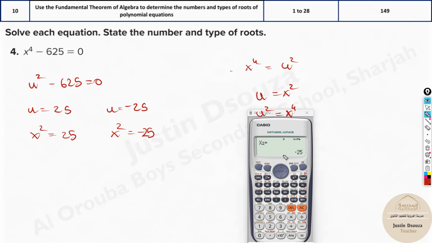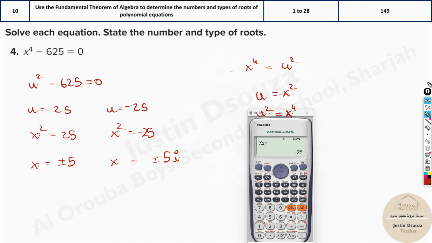Now, I don't need to use the calculator. If you want, you can do it. Again, this to the other side and this to the other side, it becomes a quadratic, x squared minus 25 or x squared plus 25. Here, just take the square root on both the sides. What happens? x is plus or minus 5. Square root on both the sides, plus or minus 5. Here, it becomes plus or minus 5i, since negative is there.